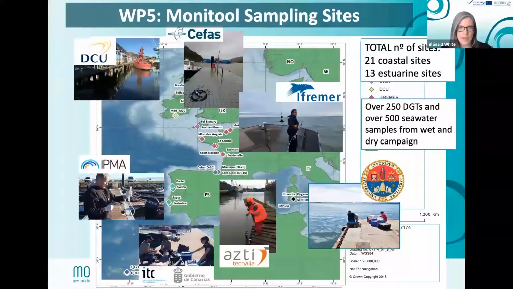And in total, we had 21 coastal sites and 13 estuarine sites, and we've analysed over 250 DGTs and over 500 seawater samples from across the campaign. So you can see everybody here actually carrying out the sampling for us.